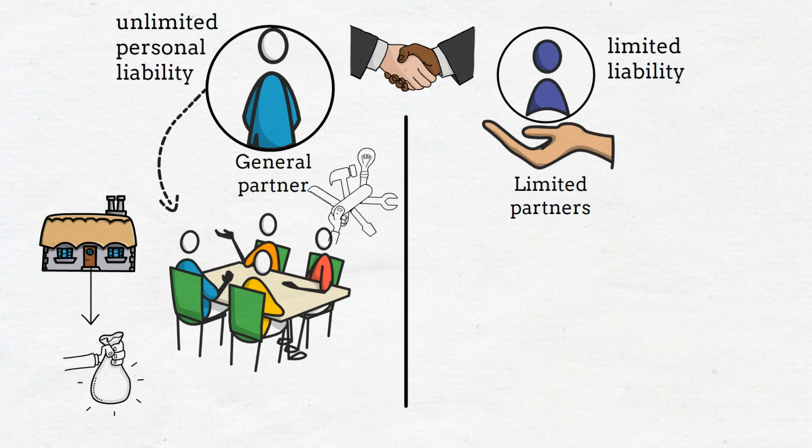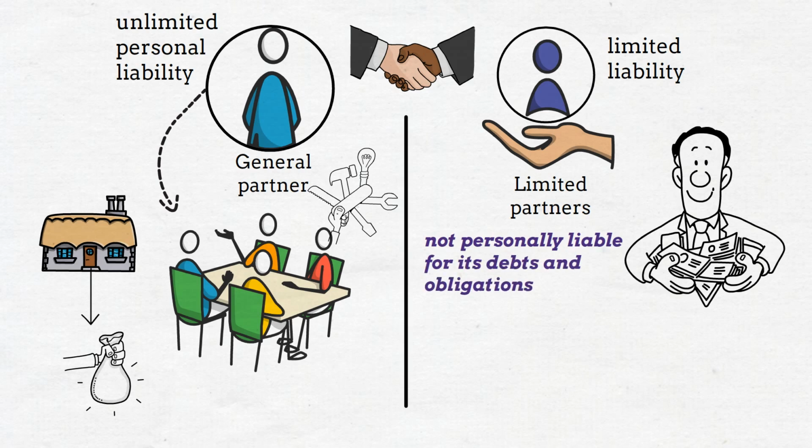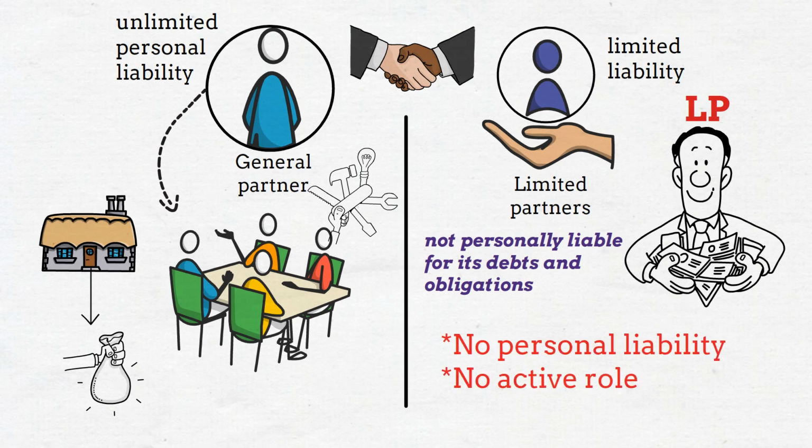The limited partners are passive investors in the partnership and do not have a say in the day-to-day management of the business. They contribute capital to the partnership but are typically not personally liable for its debts and obligations beyond their initial investment. Limited partners are often attracted to LPs because of their limited liability protection. Limited partners have no personal liability beyond the amounts they invest in the partnership and no active role except as specified in the partnership agreement.